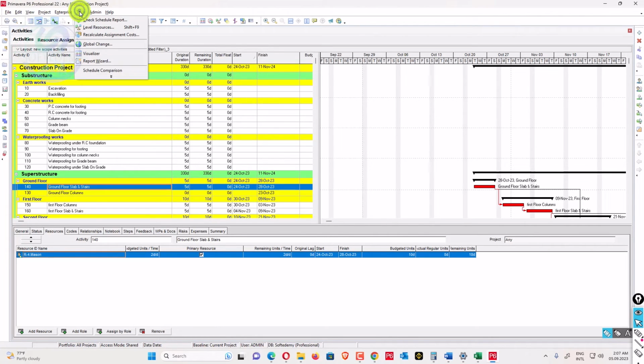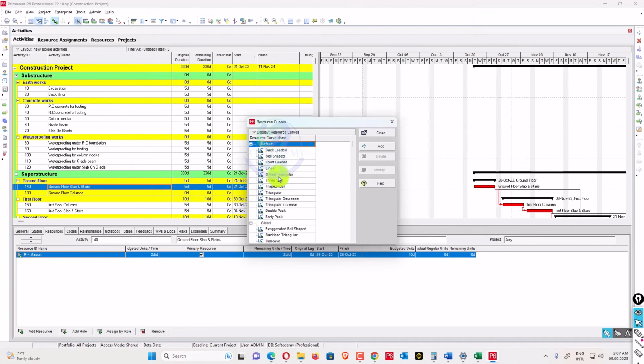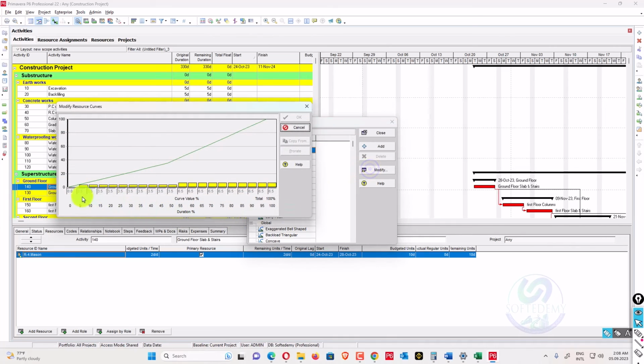There is an option in Primavera P6 for resource curves. You can see the different types of resource curves here: back loaded, bell shaped, front loaded, linear. If you apply one like that, your resource will start low. If you consider a back loaded curve, the percentages are 3.5, 3.5, 3.5 and 6.5, 6.5. If your whole budget units are 100 in number, it will start slowly, and after that it will increase.